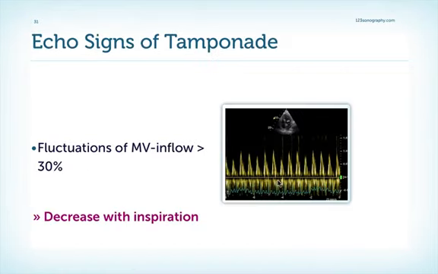Normally, you will have no or only very little fluctuation across the mitral valve. In the setting of tamponade, those fluctuations will exceed 30%. You calculate the percentage of the lowest to the highest velocity.